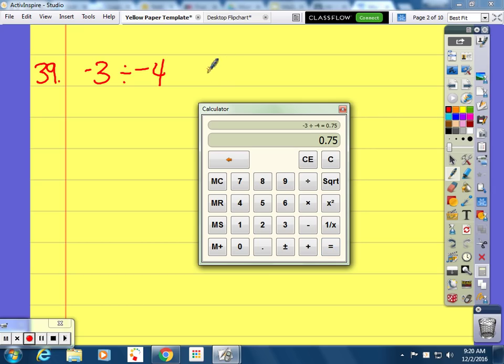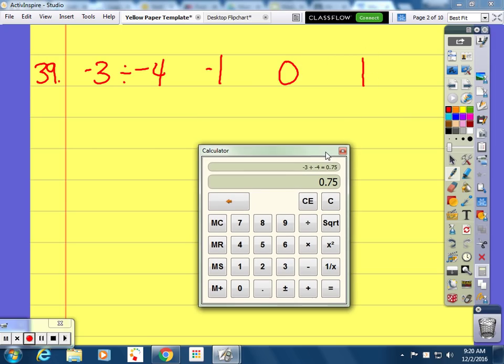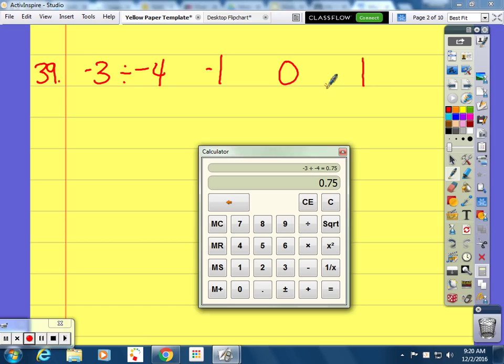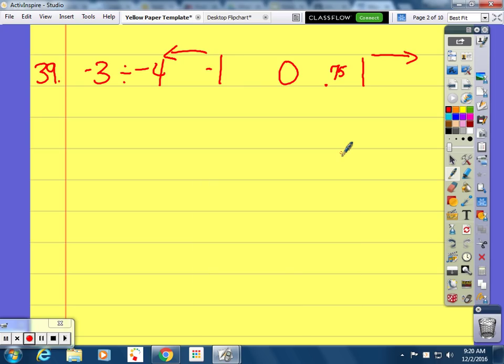If this is negative 1, this is 0, and this is 1. 0.75 would be right here between 0 and 1, so it would be less than 1. It says that it's looking for less than negative 1 and greater than 1. So it wants anything that goes here and anything that goes here. 0.75 does not work.